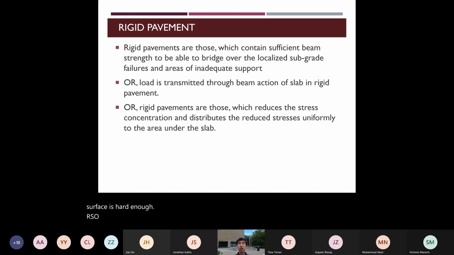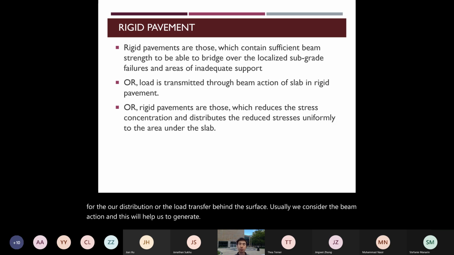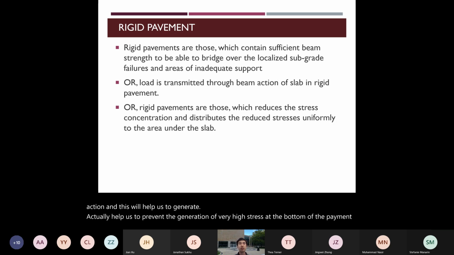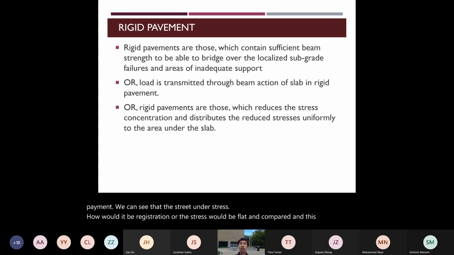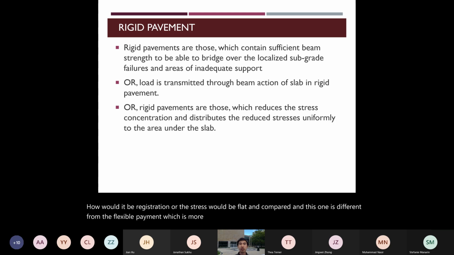Also, for the load transfer behind the surface, usually we consider the beam action, and this helps us prevent the generation of very high stress at the bottom of the pavement structure for the rigid pavement. And if we look at the distributions, we can see that the distribution of the stress would be flat, and this is different from the flexible pavement, which is more concentrated and has a very large value.